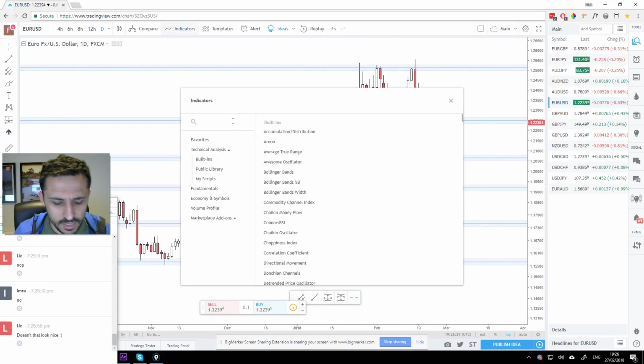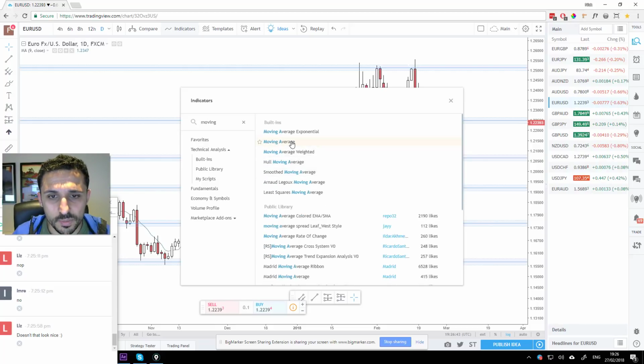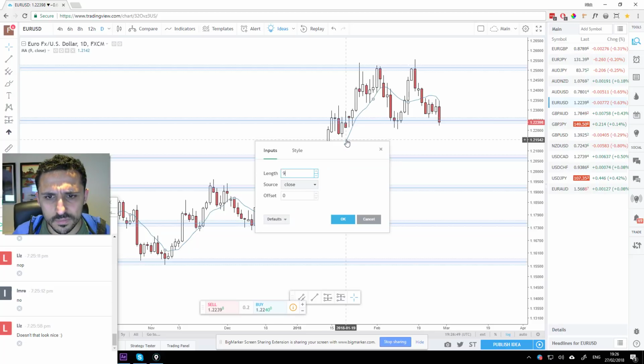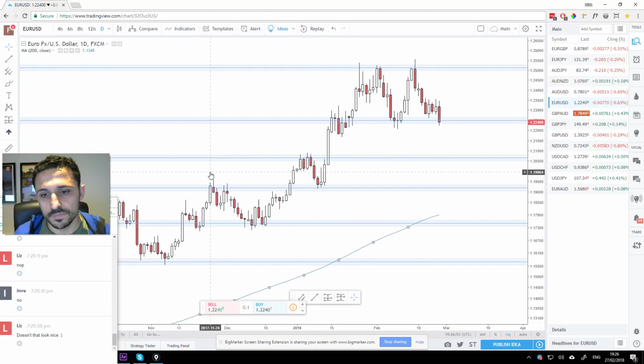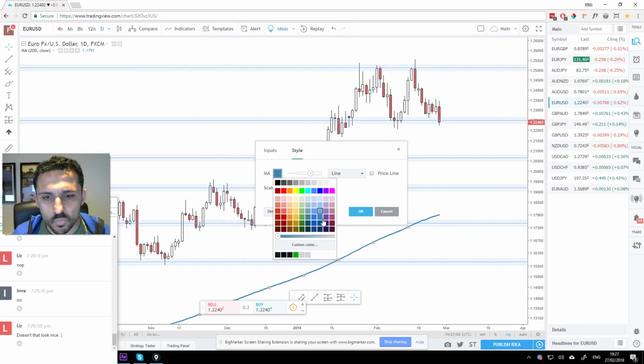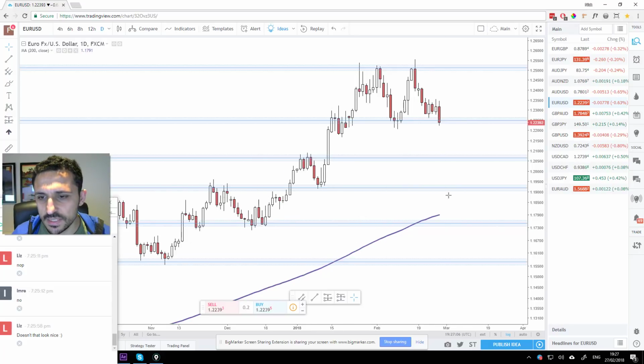I'm going to quickly add the 200 MA to this chart. I don't know why it's gone. Okay, that was weird. Just going to change the style slightly. What color would be good? Purple. Stands out a bit on my charts.